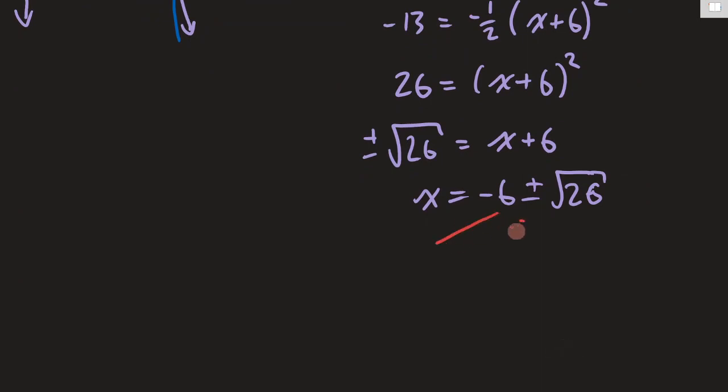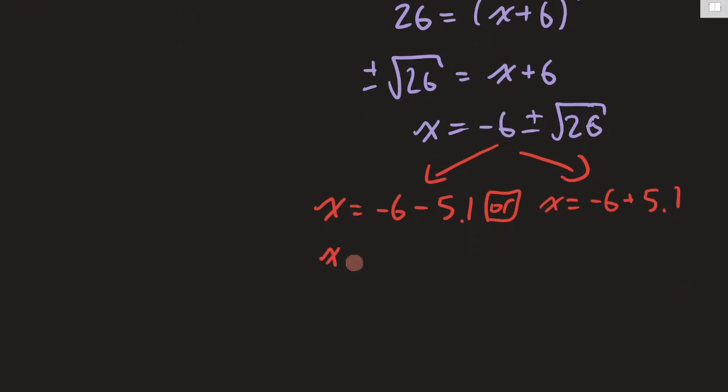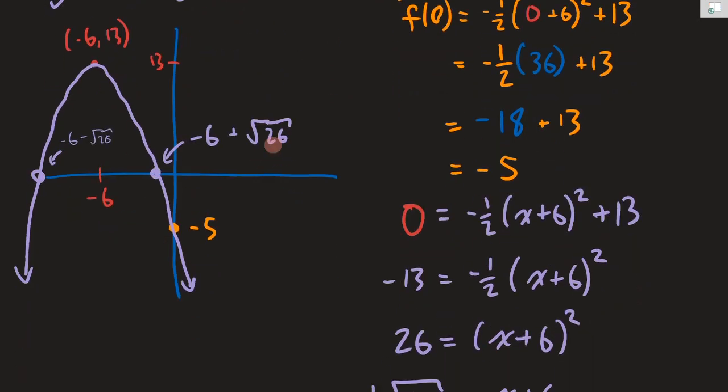So if we split this into our two different solutions, you get x equals negative 6 minus 5.1, or x equals negative 6 plus 5.1. And so the decimal values are approximately negative 11.1 or negative 0.9. If you want to get really fancy, when you go from an exact value to an approximate value, you can throw a little tilde over your equal sign. That means it's approximately equal to. Anyway, so these values are actually 11.1 and 0.9. I guess I'll label them in red. So this is negative 11.1 approximately, and approximately negative 0.9.